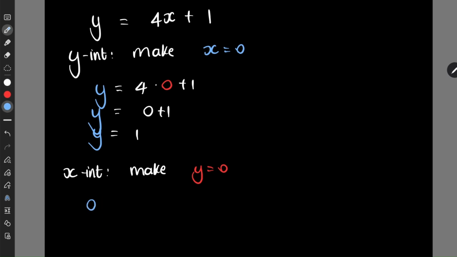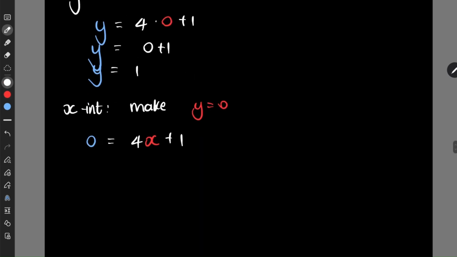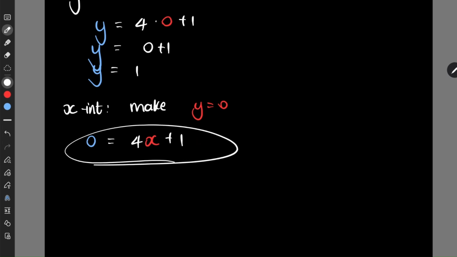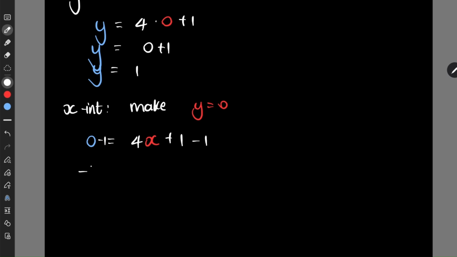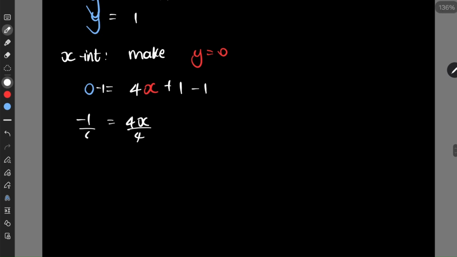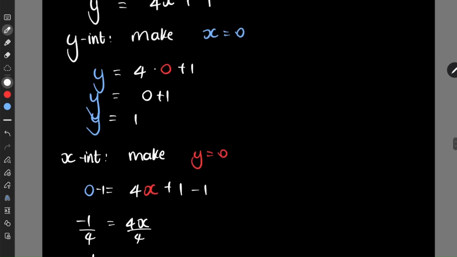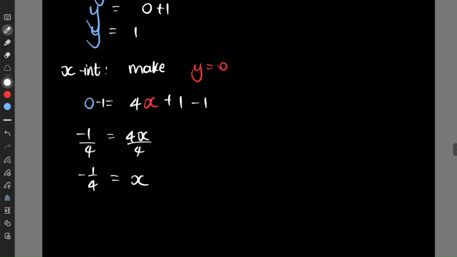So I'm going to say 0 is equal to 4 times x plus 1. Like I said, I assume that you guys have some understanding of algebra, so you should be able to solve this. So you just subtract 1 from both sides. You're going to end up with negative 1 equals 4x. Then you divide both sides by 4. And what you end up with is negative 1 over 4 is equal to x. Now that's quite an ugly number, but that is the answer.